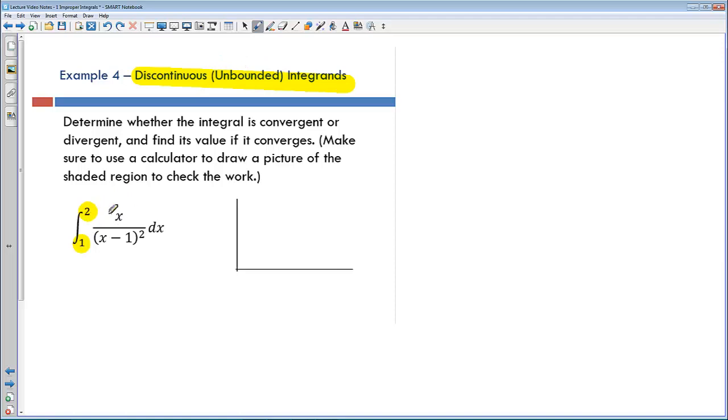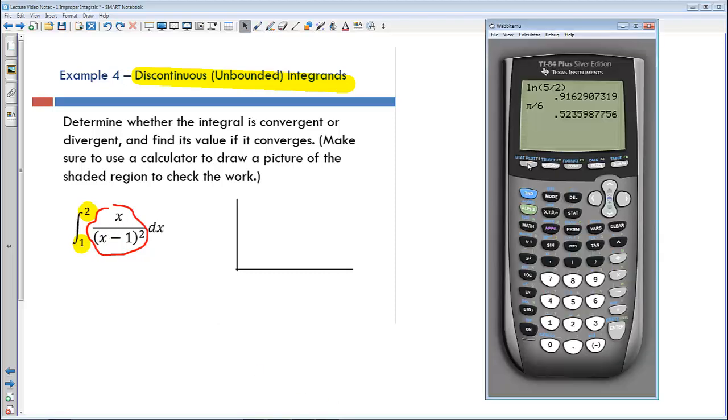So you'll notice that this function, your integrand right here, is nice and neat at 2, but when you try to plug in 1, the denominator is going to be 0, so it's blowing up here. We can take a look at its picture. So y equals, let's clear this out. And so what we can do is plug this in, x divided by, and then left parenthesis x minus 1, quantity squared. And we'll do our window going from 1 to 2. And then we'll hit zoom, and then we'll zoom fit it here.